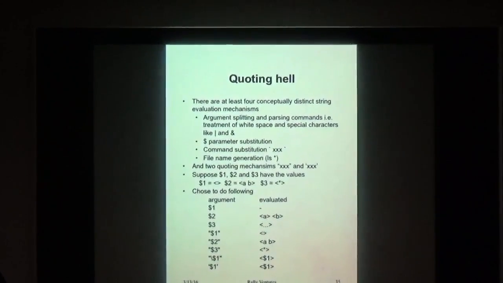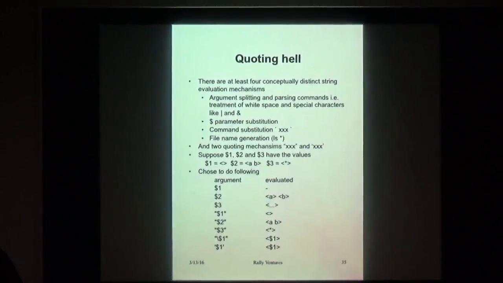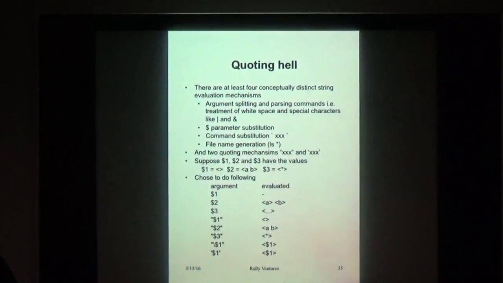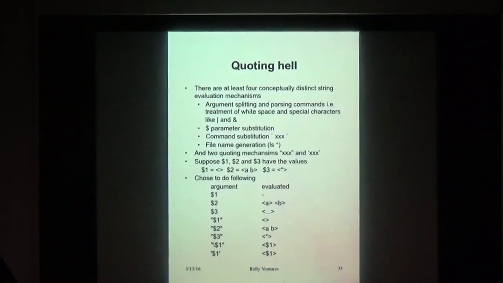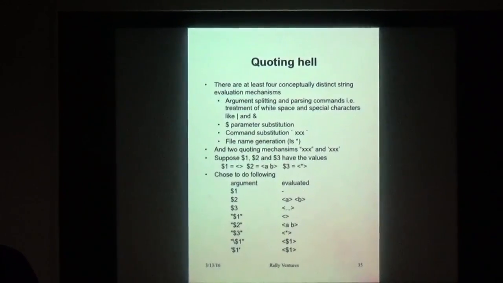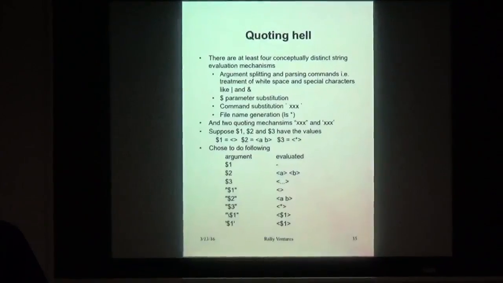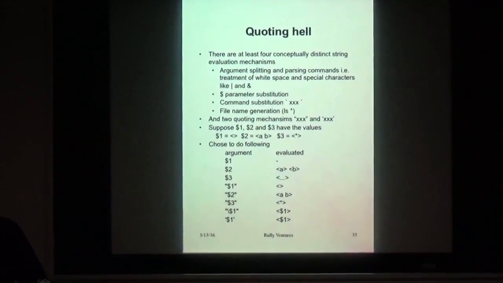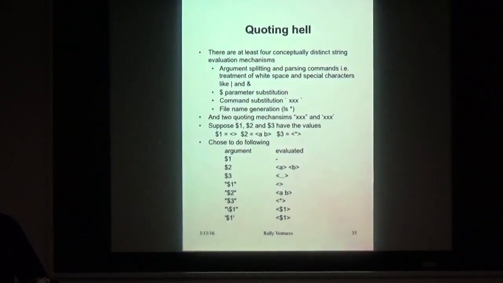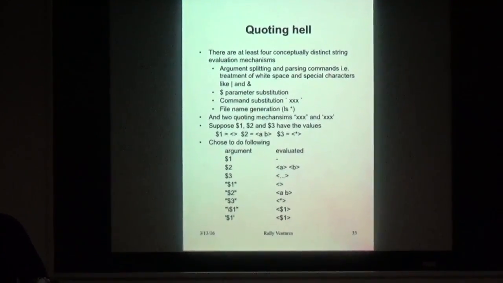There are four mechanisms. Argument splitting, which is when you're just reading stuff and it's blanks and you split the arguments, and parsing commands. That's when special characters like ampersand and the pipe symbol break things up. Parameter substitution, command substitution, and file name generation. They're the evaluations that the shell does. And there's still, in fact, if you ask me, I have to run it sometimes to figure out what things do. But those things get done in a certain order.